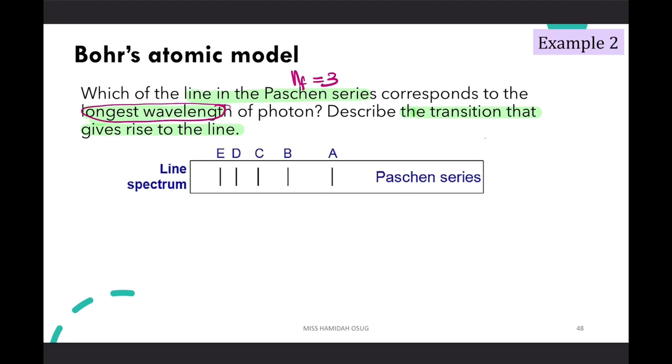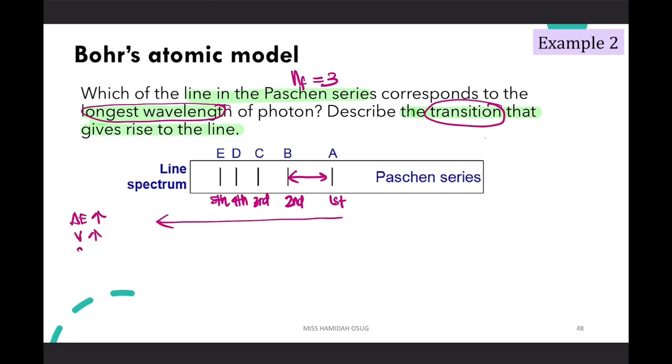So before we can answer this question, we need to decide how to read our line spectrum. Okay, so there is the largest blank area, so meaning to say A is the first line, B is the second, C is the third, D is the fourth, and E is the fifth line. Okay, so we will read this line spectrum from right to left. So from right to left, what will happen? Delta E will increase, frequency will increase, while wavelength is decreased.